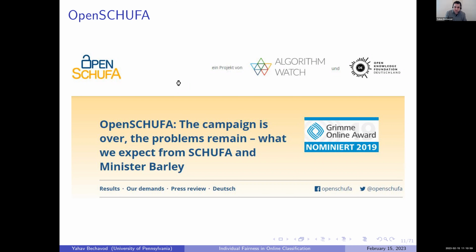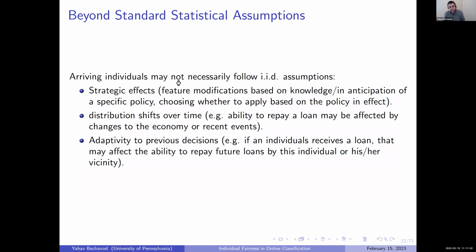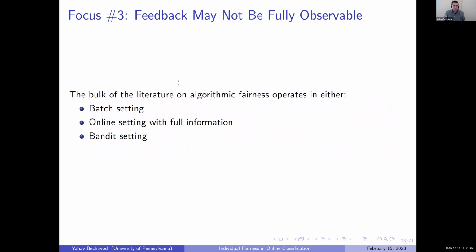And two other effects that I'm looking at are the distribution shifting over time. For example, the ability to repay a loan may be affected by changes to the economy or recent events, and the adaptivity to previous decisions. And the third point is that while most of the literature looks at full information settings, either in batch or online settings, some papers also look at the bandit setting.